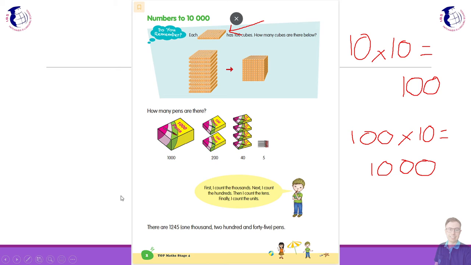Of course, this year we will be building all the way up to 10,000, so we might have an even bigger cube. Okay. How many pens are there? So here you have a pack of 1,000 pens. That must be a big pack of pens. Then two packs of 100, three packs of 10, and five separate individual pens. So first, I count the thousands, next I count the hundreds, then I count the tens, finally I count the units. There are 1,245 pens, also spelt out in writing as you see here.